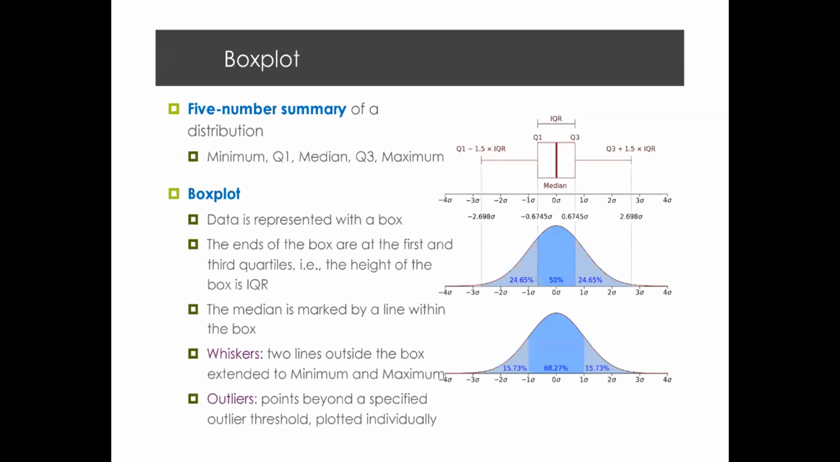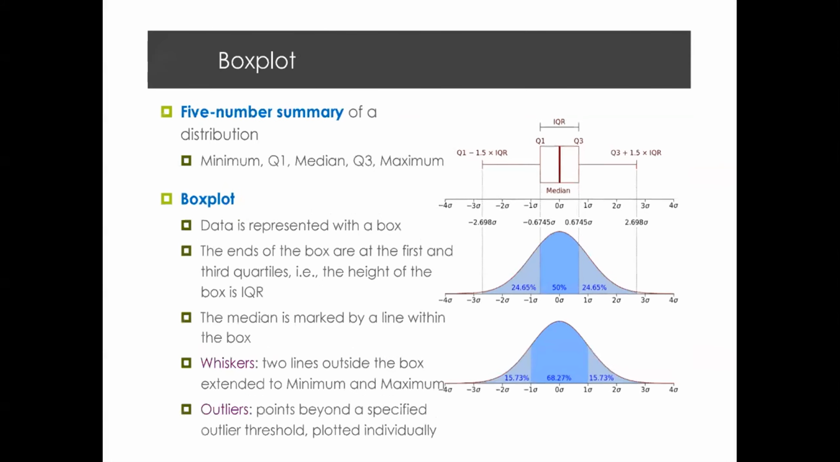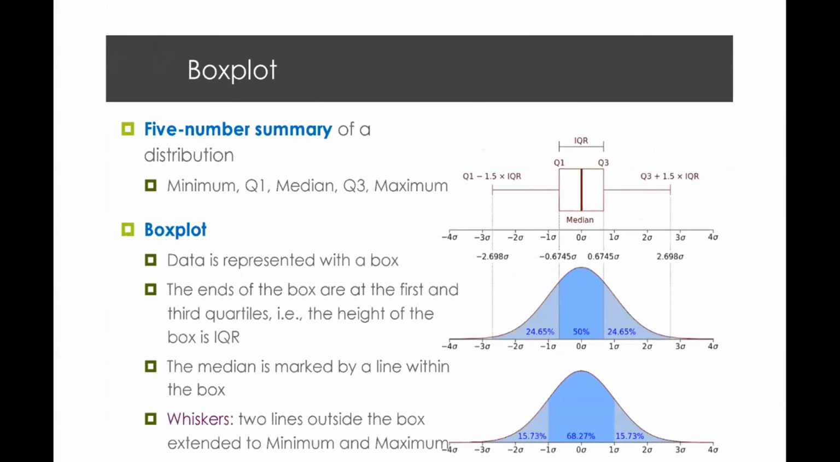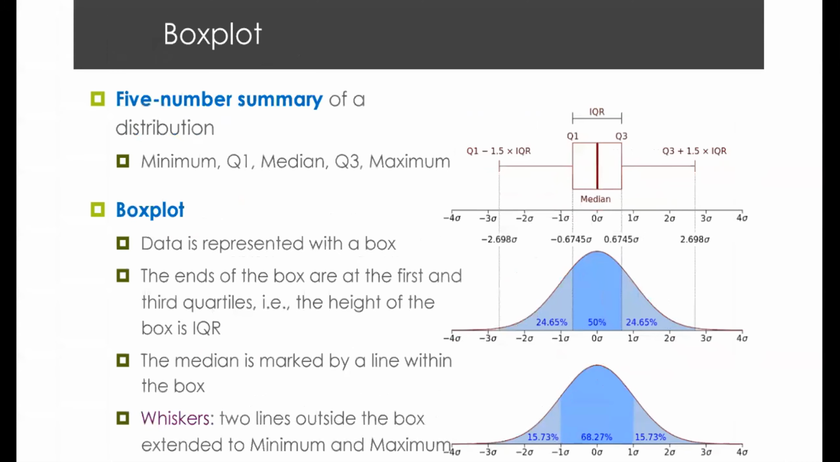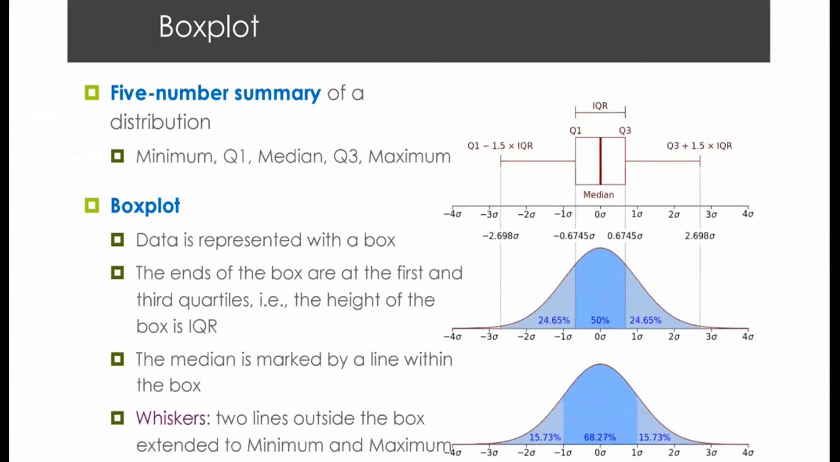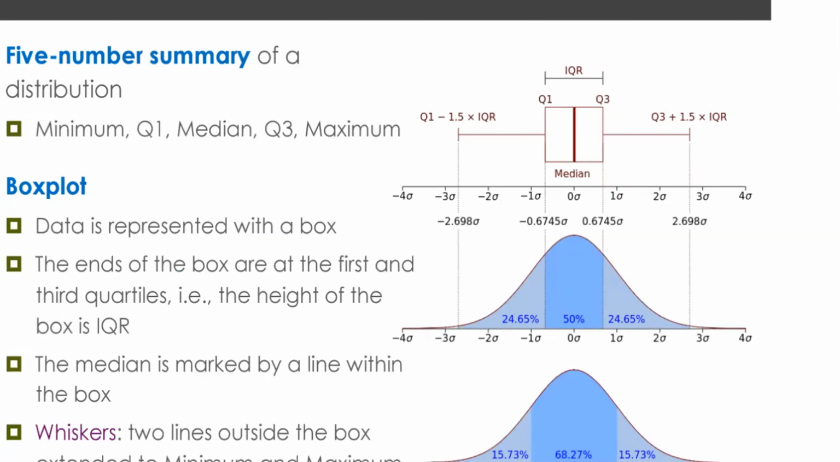See here, this is the box plot detail. The five-number summary of the distribution we have to represent here: the minimum value, the maximum value, the Q3 value, the median value, and the Q1 value. See here, this is the maximum value, this is the Q1 value, this is the Q3 value, and this is the median value. So you have the five points.